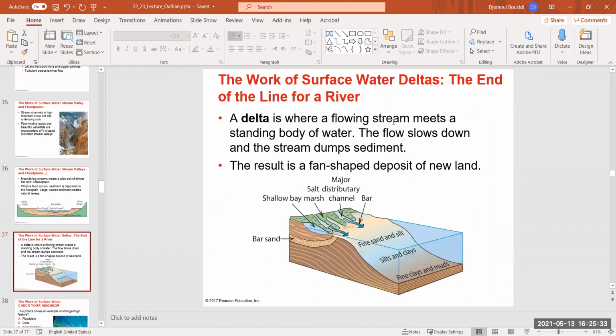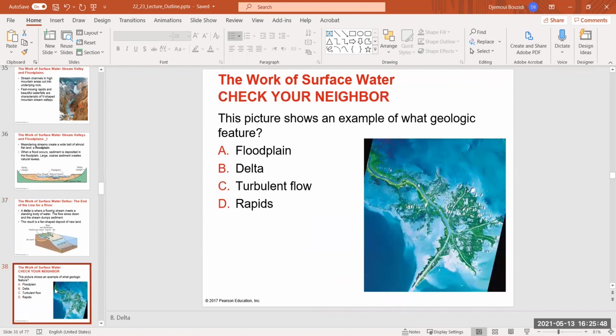Again, deltas are where the water stream meets a standing body of water. So in this case, it slows down big time and brings with it the deposits in here, okay? And usually it has this fan-shaped form. Here is an example of a delta.